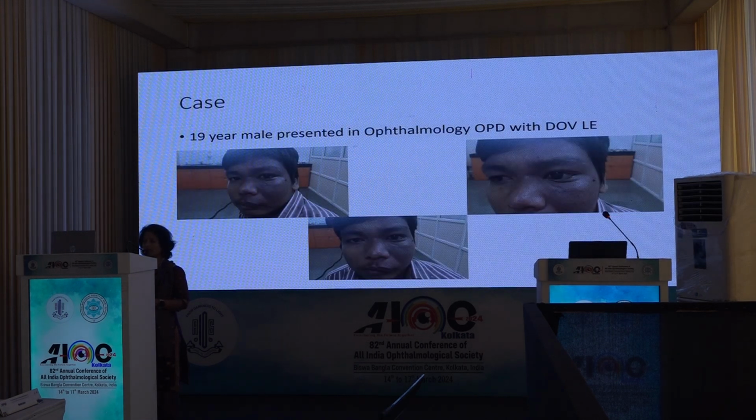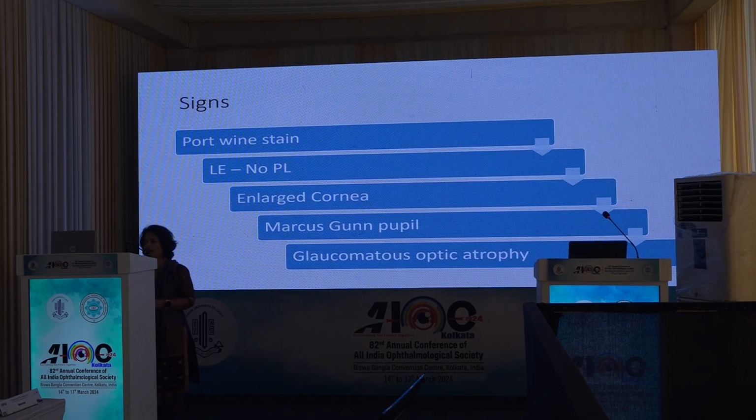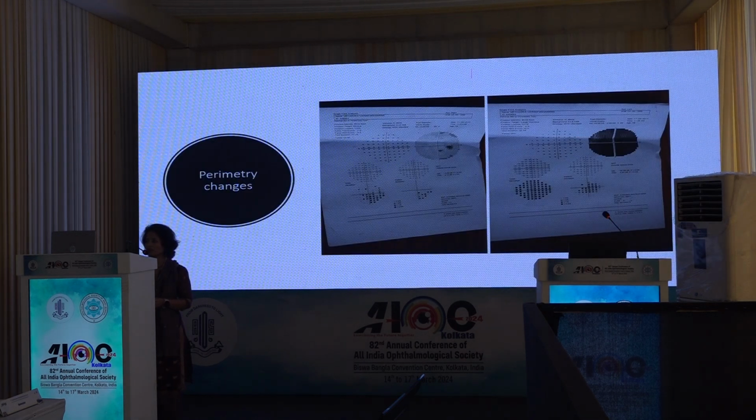So we had a 19-year-old male presented in ophthalmology OPD with a diminution of vision in the left eye. So we investigated him in detail. He had a port wine stain, left eye no perception of light, enlarged cornea, Marcus Gunn pupil, glaucomatous optic atrophy. These were the perimetry changes. His right eye was absolutely normal, but if you can make out, in the left eye the whole visual field changes were there and the optic atrophy had set in.